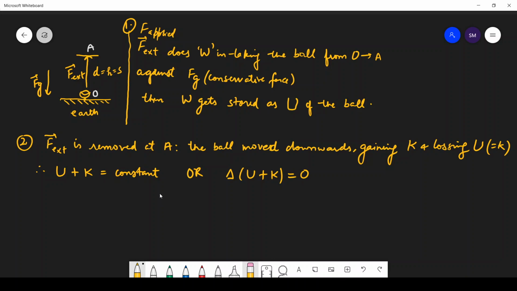There is no change. Why? Because this thing is constant. So final, this sum will be equal to the initial sum. So that I call mechanical energy. So that is what this whole concept is about.